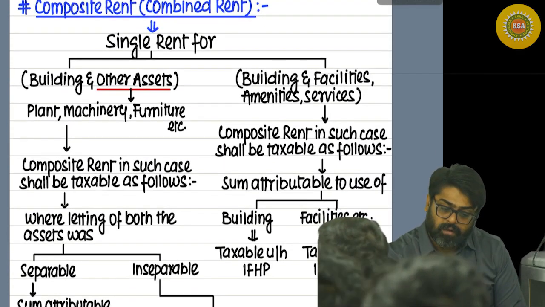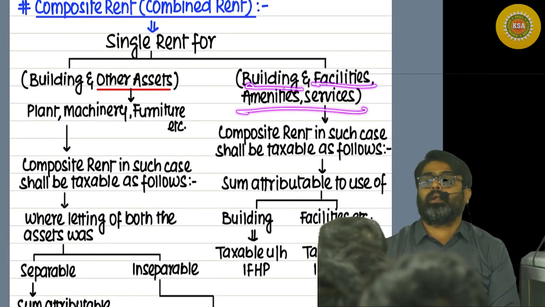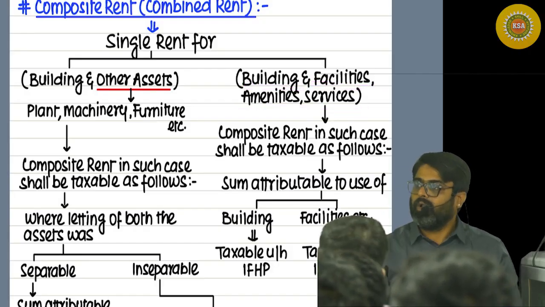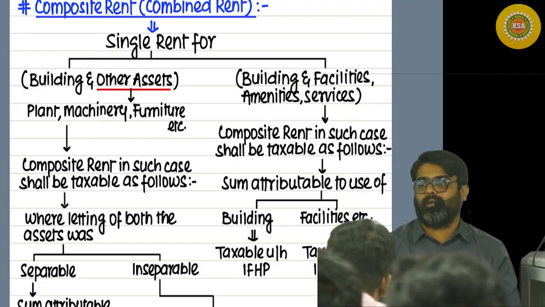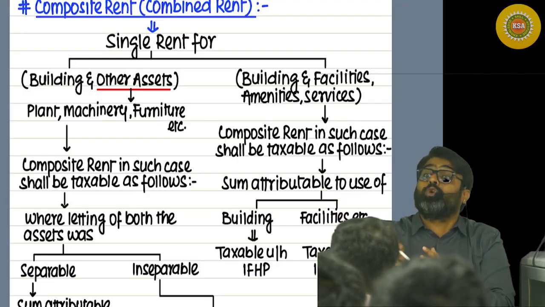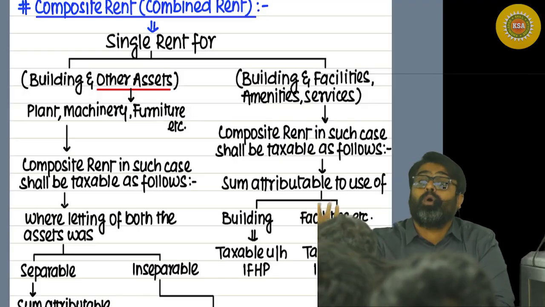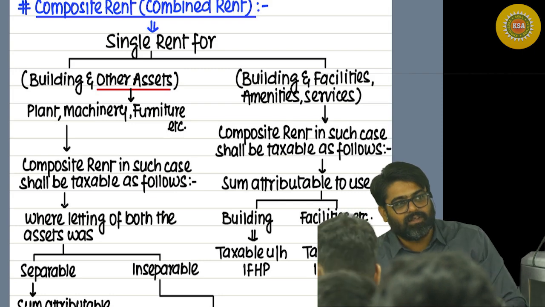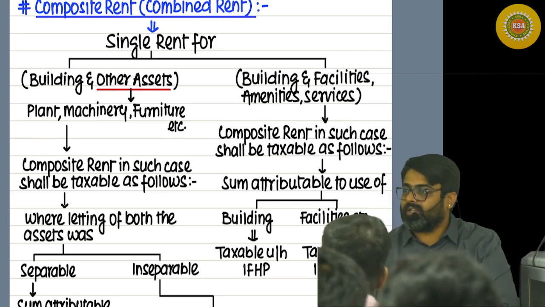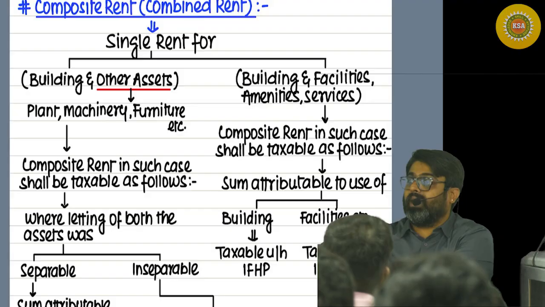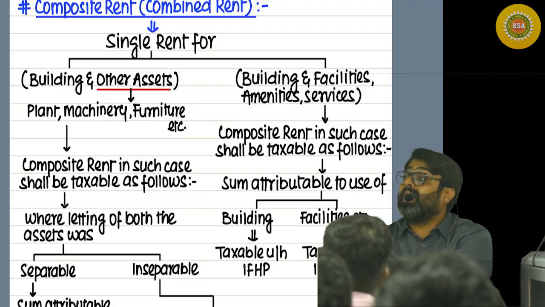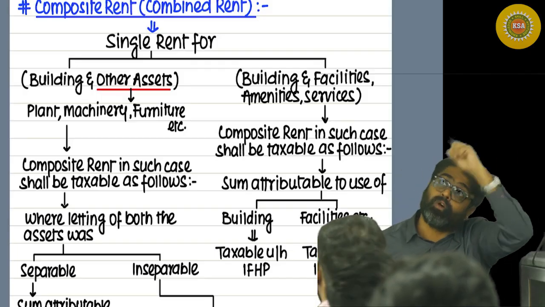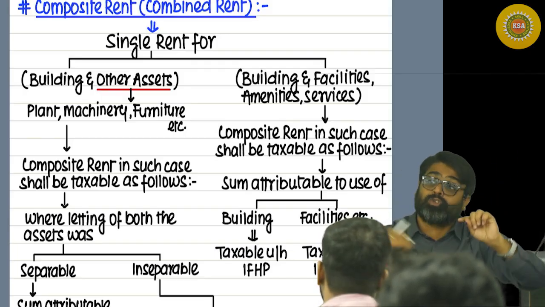Now, what if the building is given on rent along with facilities, amenities, etc.? Definitely, the rent which you are going to charge from your tenant will not be the rent of the building only. Definitely, the cost which you are bearing for those facilities, you will recover that also, no? Lift maintenance charges, security charges, clubhouse charges, every expense you will incur as an owner, but which will be enjoyed by your tenant. So are you going to charge only for the building, or are you going to recover that cost also along with the building?